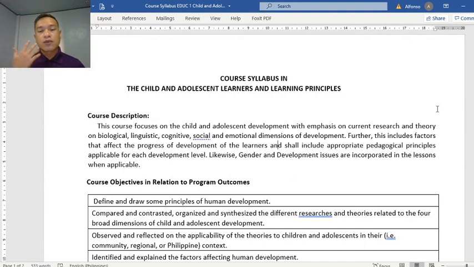Okay? So the know-how to teaching. So tatlo yon. Who to teach, so you have to understand the learners. What to teach, you have to know what to teach. You have to be master of your specific field of specialization. And the third is the how of teaching, the skills and the pedagogical approaches that you can actually utilize so that you could increase the efficacy of your teaching.